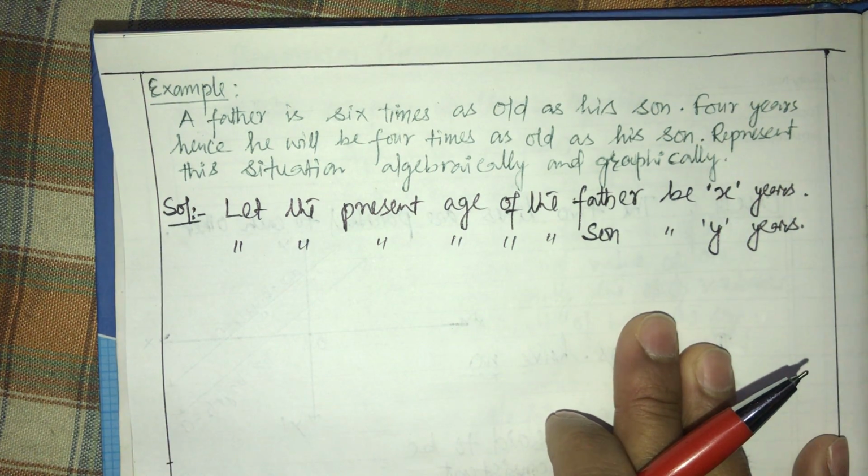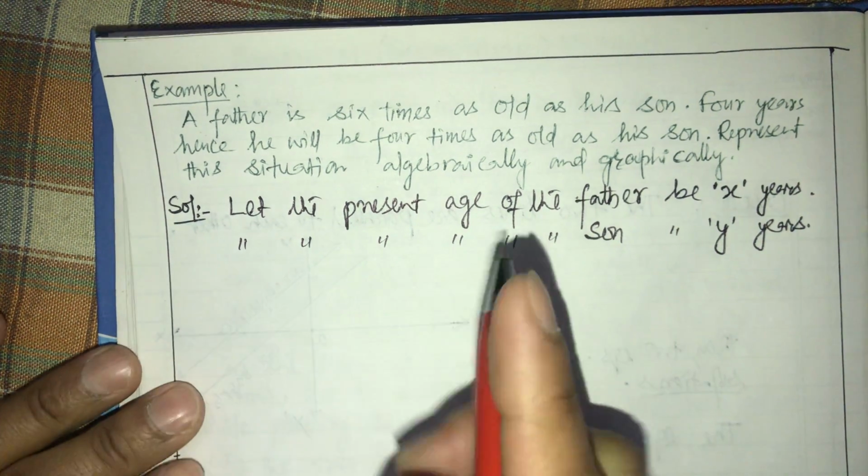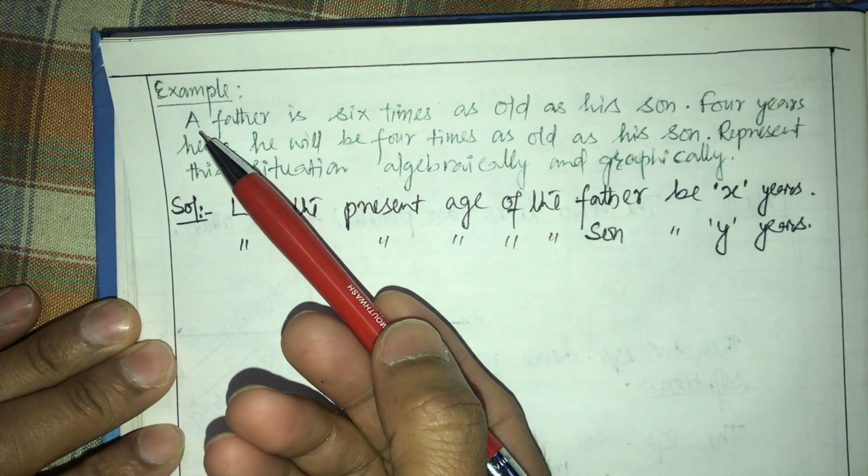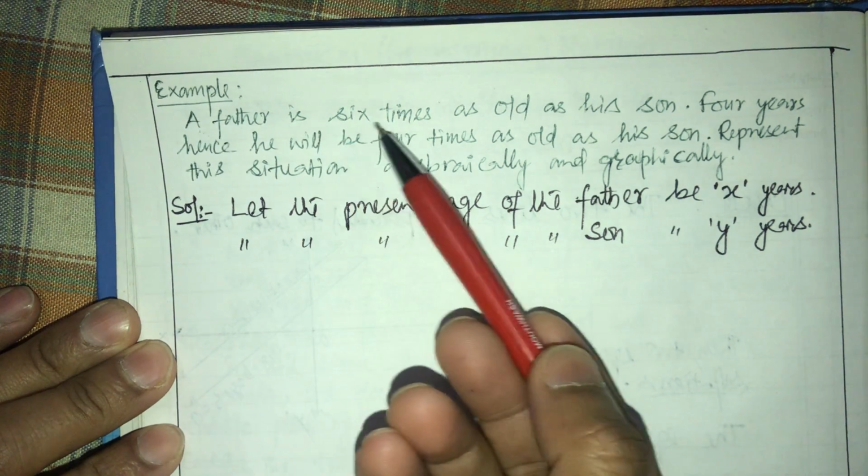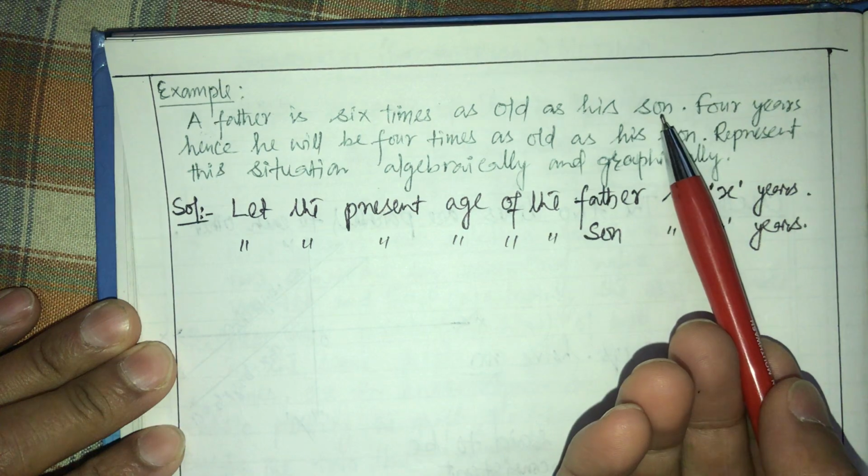Okay, so let's go to the first statement now. The first statement says a father is 6 times as old as the son. Very simple.